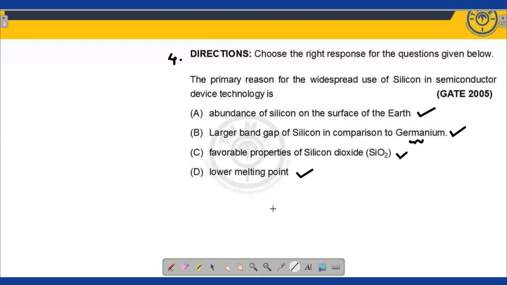Okay. Here, I am going to use abundance of silicon on the surface of the earth, my dear friends, as sand, because it is present on the surface of the earth as sand. The next, very important, favorable property of silicon dioxide: SiO2 can be used as the best insulator. So, my dear friends, SiO2 can give the best electrical characteristics.